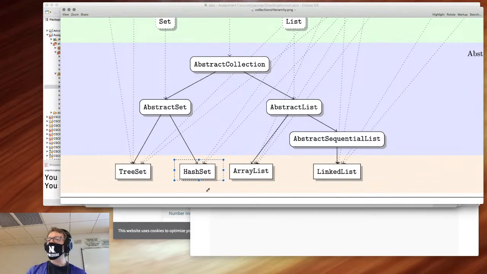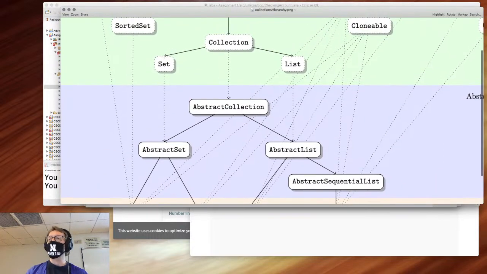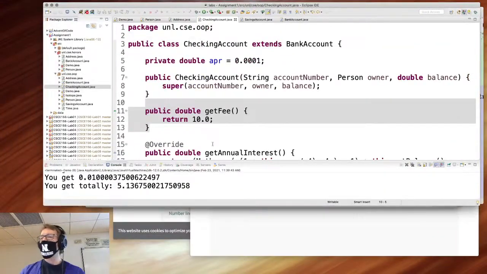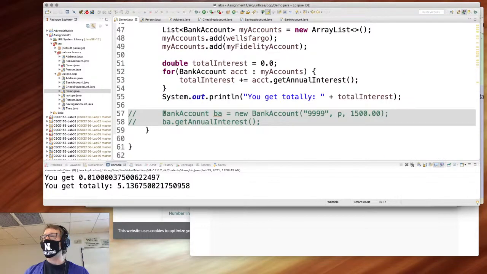But you can actually create a tree set. You can actually create a hash set, an array list, a linked list. You cannot create a collection, a set, or any of their abstract notions. Again, what you run into is the problem as before.